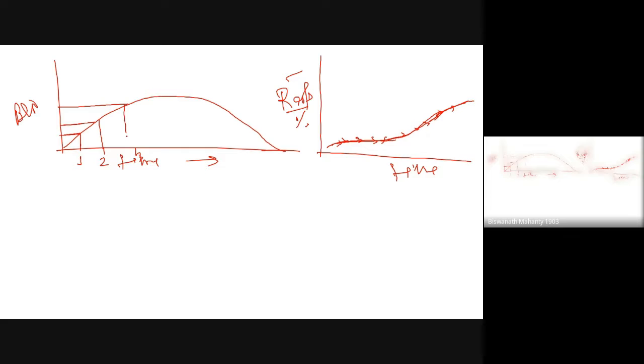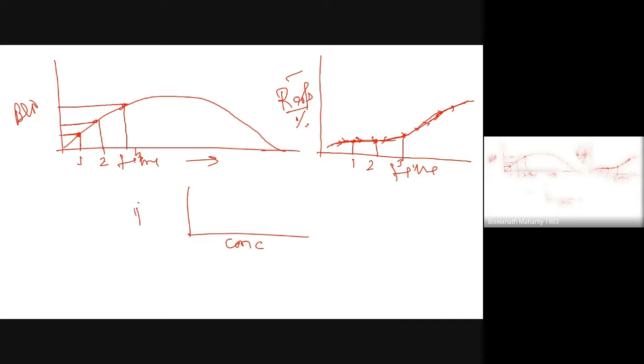How can I do that? By measuring or by pharmacokinetics. So I will know what is the concentration in the blood at 1 hour, 2 hours, 3 hours. I also know what is the response in 1 hour, 2 hours, 3 hours. This is the response. Then what will I do? I'll remove the hour. I'll simply plot them.